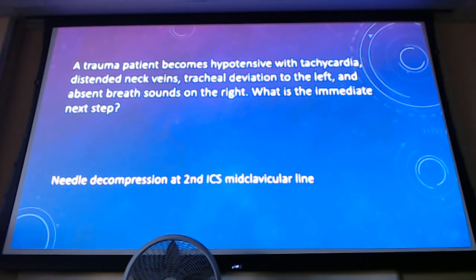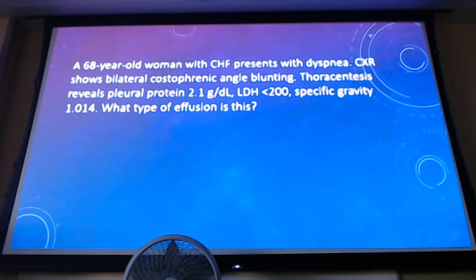Good. Okay. 68-year-old woman with CHF presents with dyspnea, chest x-ray shows bilateral costophrenic angle blunting. Thoracentesis reveals pleural protein of 2.1, LDH of less than 200, specific gravity of 1.014. What type of effusion is this? What are the two types? Exudative and transudative. Which one is it? Exudative.